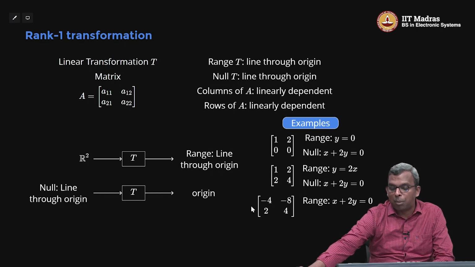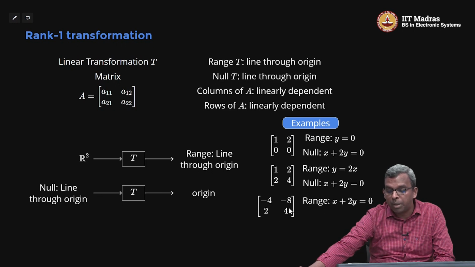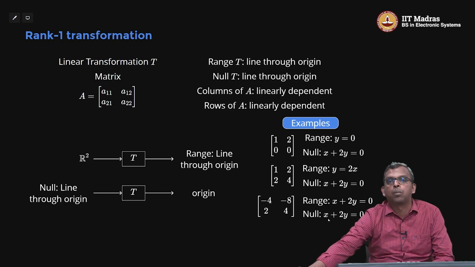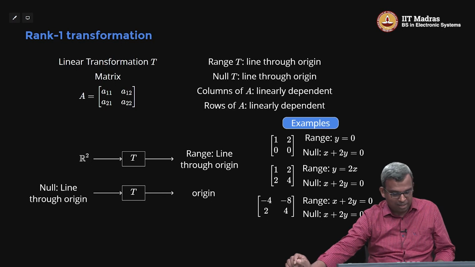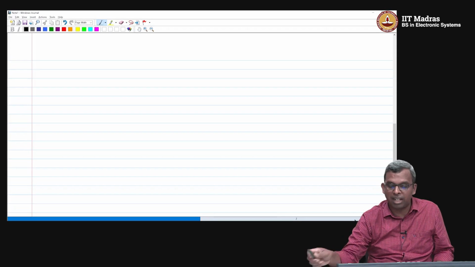Here is a curious little property of this minus 4 minus 8 2 4. Okay, notice this. If you were to find null, you're going to multiply this with xy and equate to 0. You get minus 4x minus 8y is 0, or 2x plus 4y is 0. Both of them are equivalent to x plus 2y is 0. So here is this curious property for this strange little matrix we have here. The range and the null are the same. Okay, so what does that mean? X plus 2y is 0 is both the range and the null.